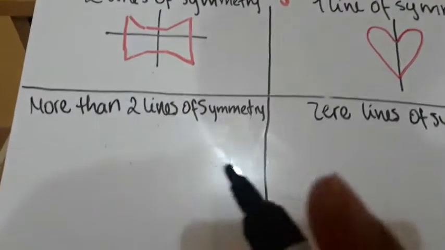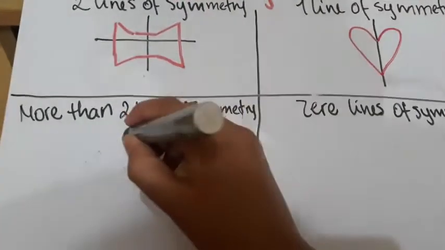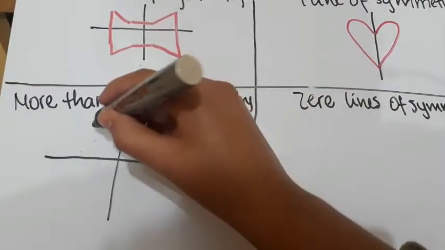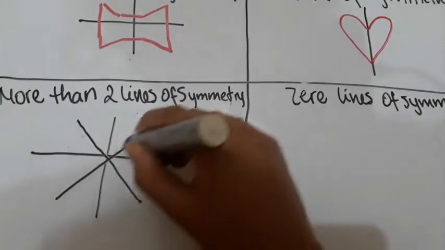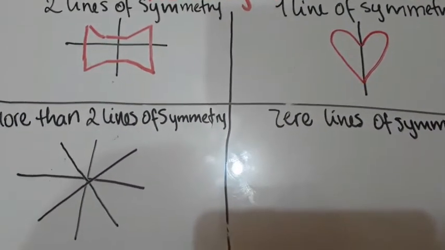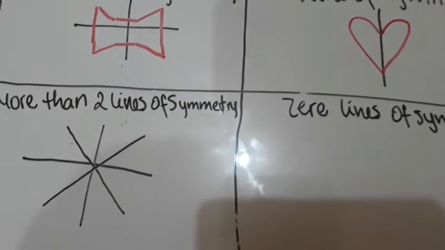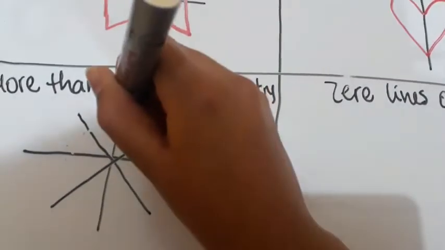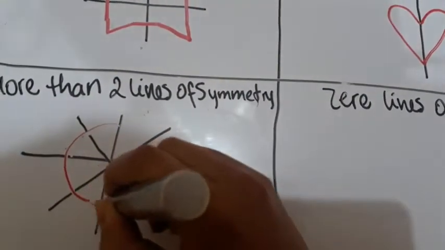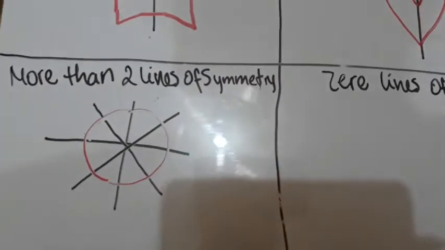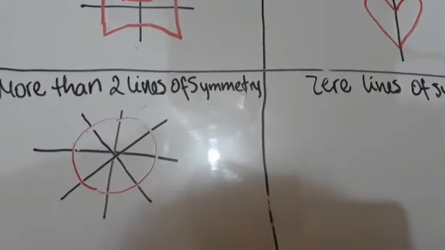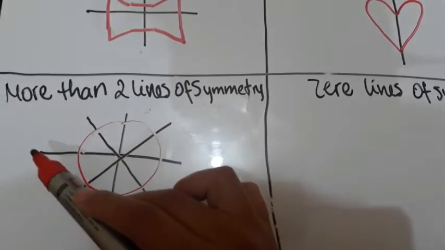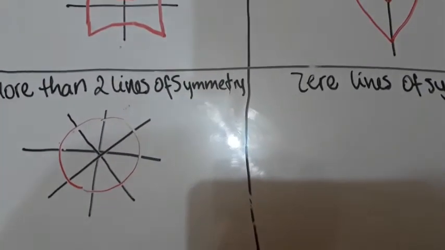More than 2 lines of symmetry, more than 2. So I'm going to have 1, 2, and I need more, so I can make 1 and 2. Now I'm going to think about another figure that fills all the space. For example, we can use a circle, like a pizza, right? Because here we have more than 2 lines of symmetry. 1, 2, 3, and 4. I have 4 lines of symmetry.